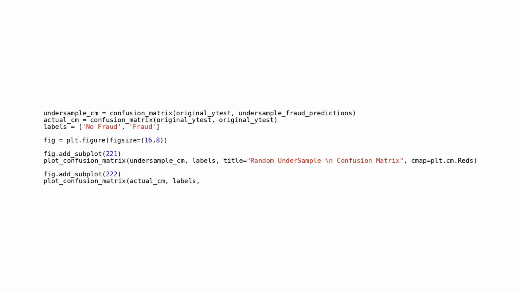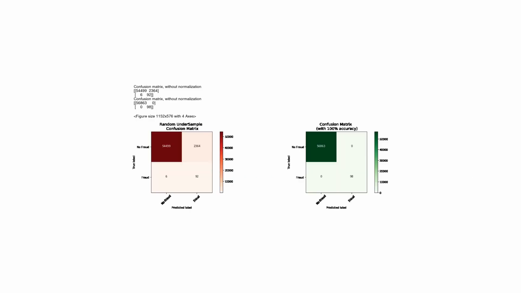The plot_confusion_matrix function likely aids in visually representing the confusion matrices with color gradients to differentiate metrics like red for random undersample and green for 100% accuracy. This visualization helps in comprehending the model's effectiveness in identifying fraud and non-fraud cases. In essence, this text discusses evaluating and comparing the fraud detection model's efficiency under different conditions to assess its ability to detect fraudulent transactions effectively.